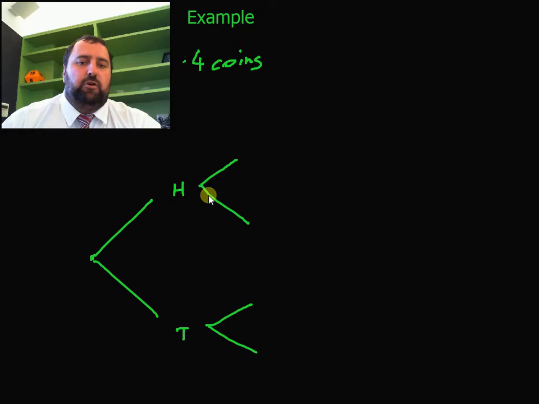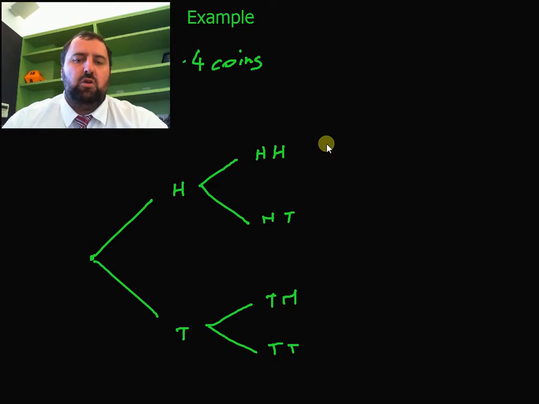So after my first roll of getting heads, I could then end up with heads and heads, or after my second roll, I could have a heads and a tails. If my first roll was tails, I could end up with tails, heads, or tails, tails. So there are 4 outcomes possible after 2 rolls.